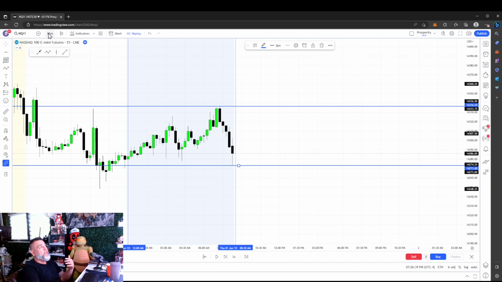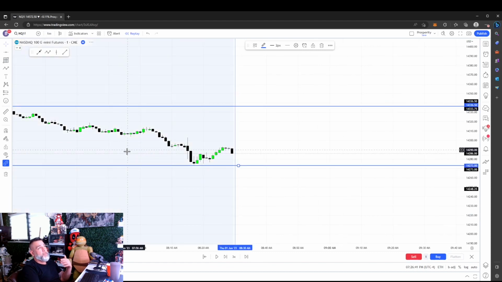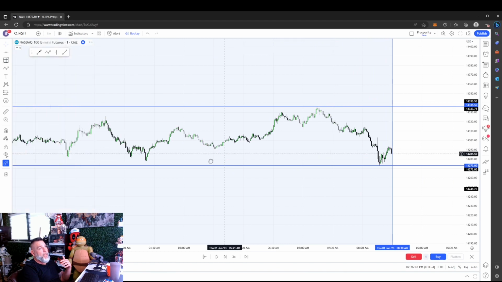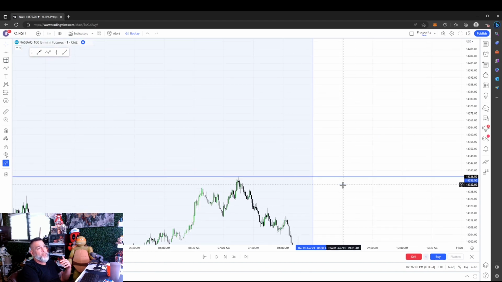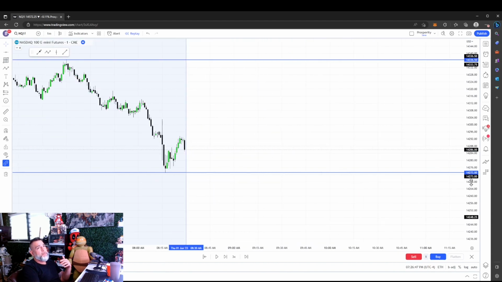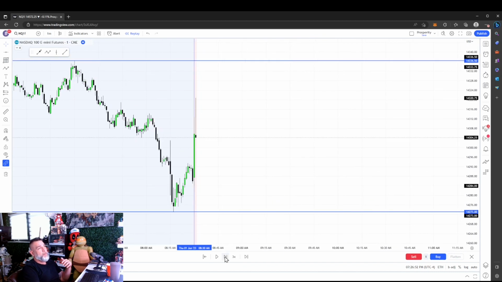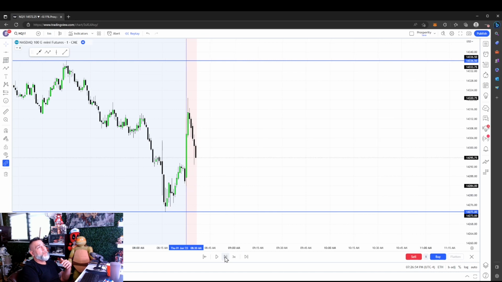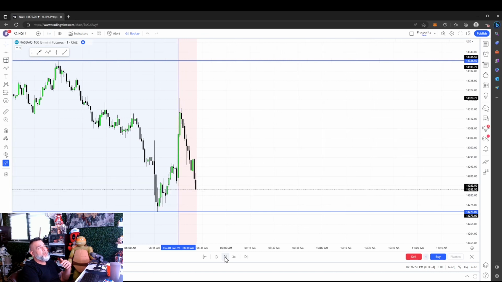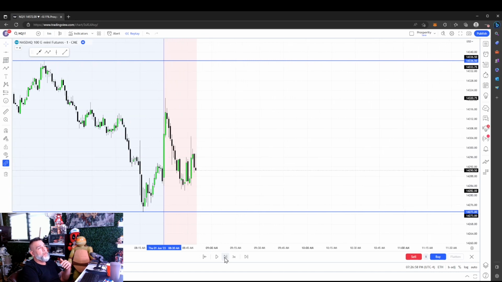So we drop down to the minute time frame because that's where we're taking our entry. And we're pretty much just waiting for a break of the high or the low. Honestly, I do not remember how this day played out. Let's see. Do we get a break of the high or the low?